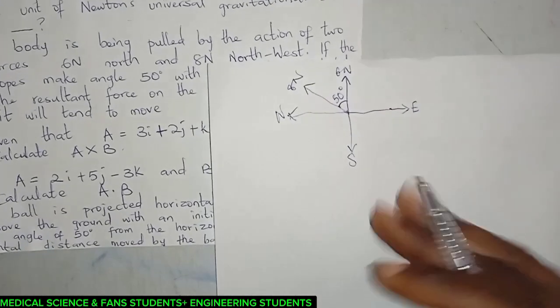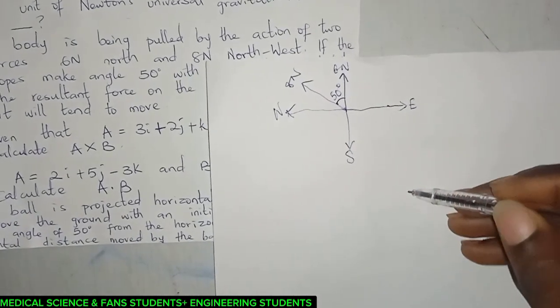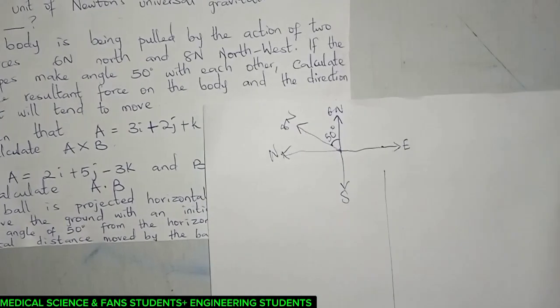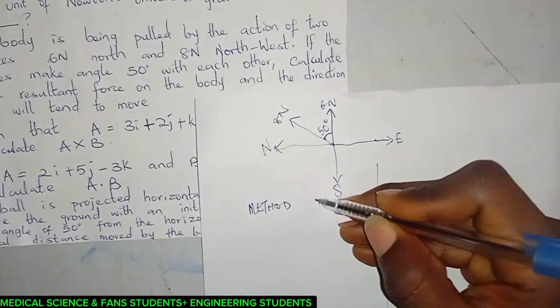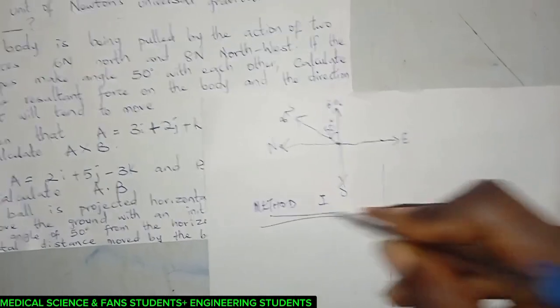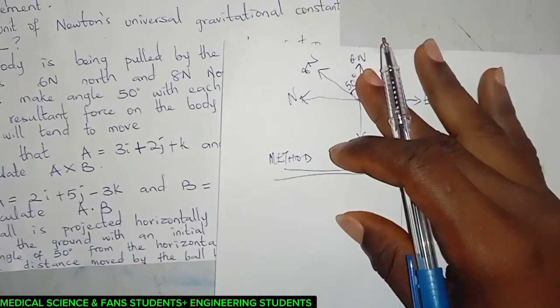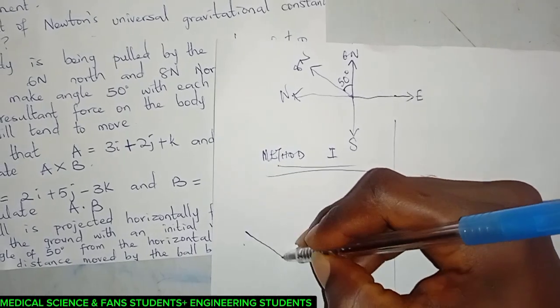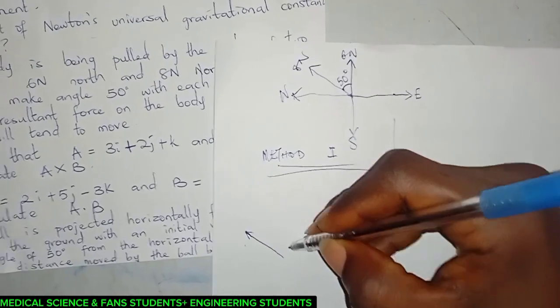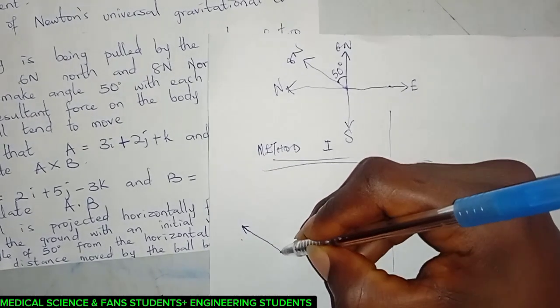Once we know this is a coplanar force question, you can use resolution of vectors or the cosine rule. So I'm going to be using the two methods. For method 1, which is the cosine method, I will pull out everything I have here. You see that 50 degrees is less than 90. That's why I'm using the cosine rule. If it's up to 90, we use Pythagoras.